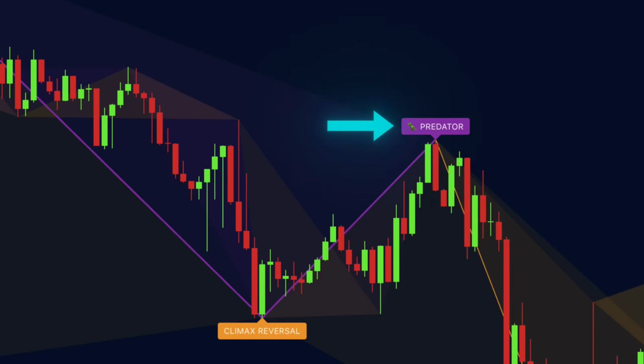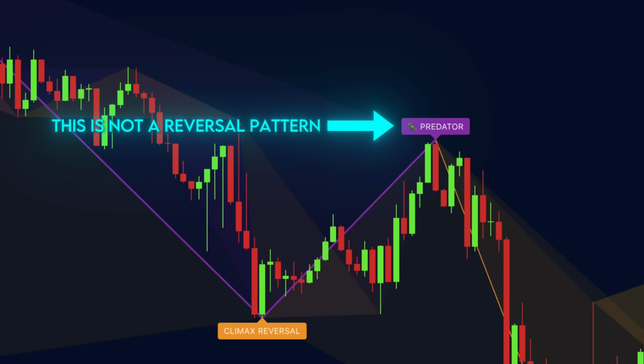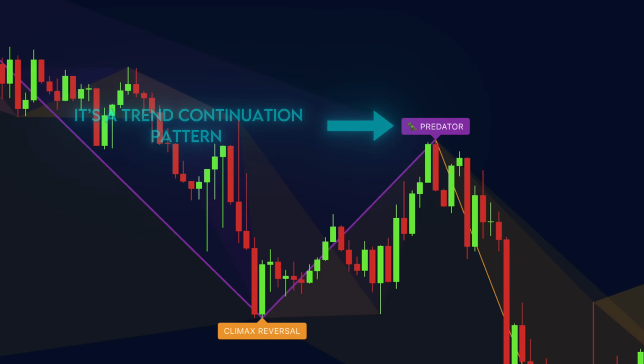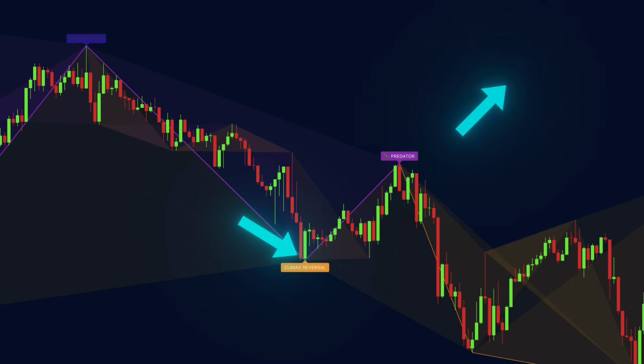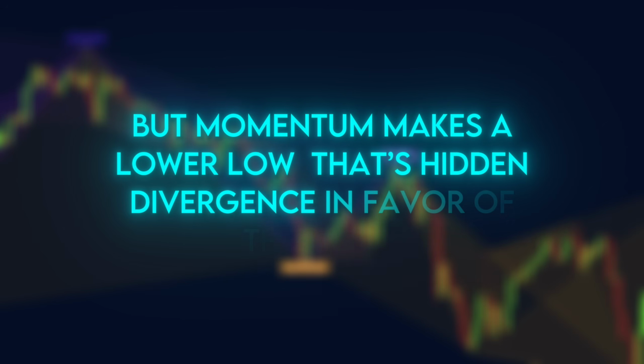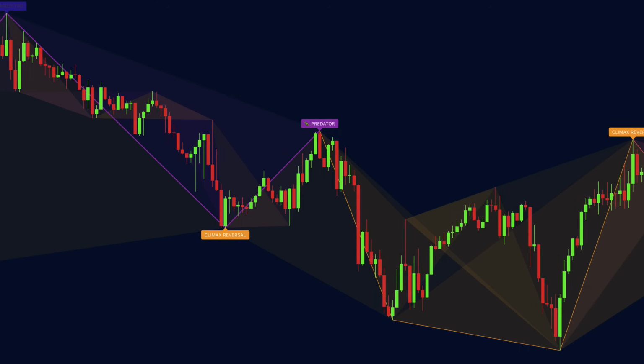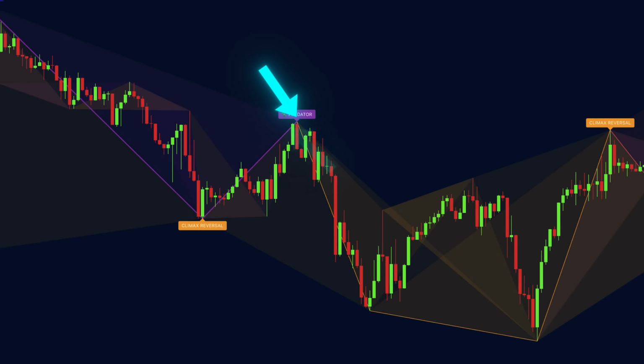And finally, there's a purple pattern called the predator. This is not a reversal pattern, it's a trend continuation pattern. It appears when price makes a higher low in an uptrend, but momentum makes a lower low. That's hidden divergence in favor of the trend. When this shows, it tells you the pullback is likely ending and the trend will resume.